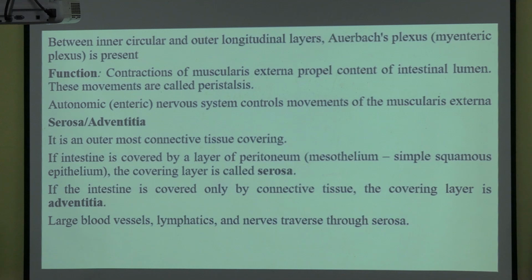So these are the layers of the GIT. In the layers of the GIT we have seen four basic layers. In each and every layer, what is present we have also discussed, and we have discussed the different types of modification which are present in the various parts of the GIT.